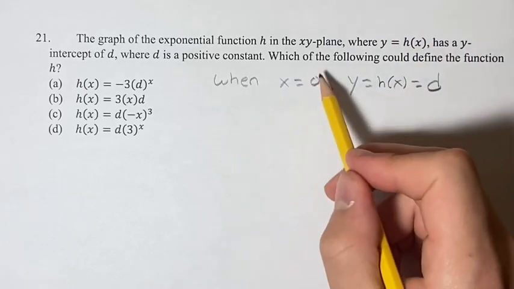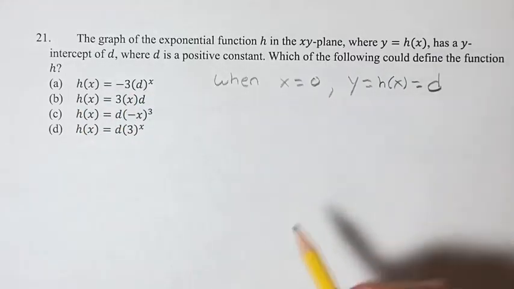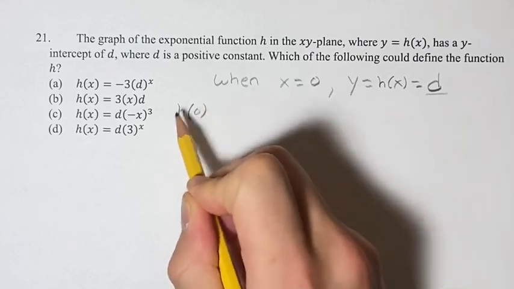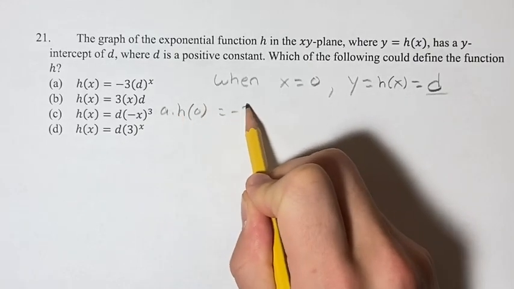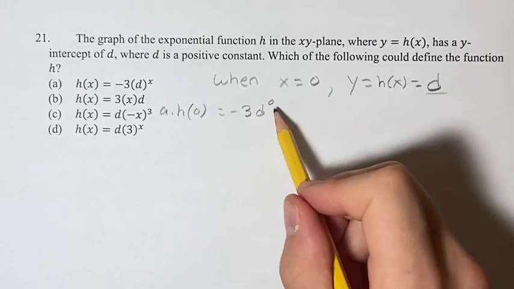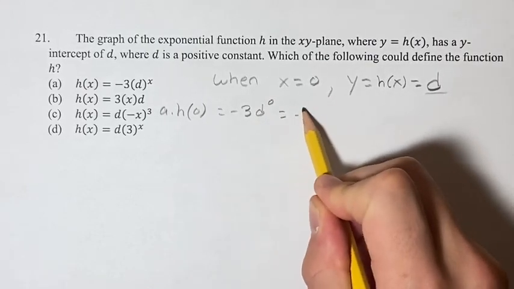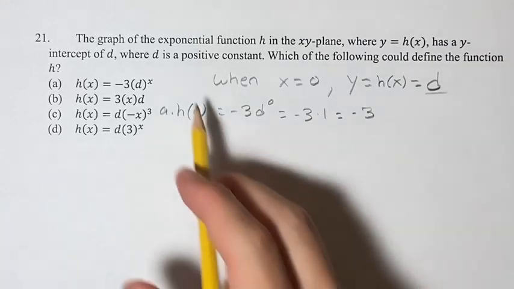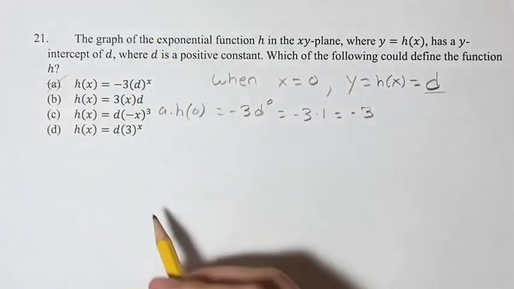So let's plug in x equals 0 into our options and see which of them puts out a d. So h of 0 for A is equal to -3 times d to the 0. What is d to the 0? Well, anything to the 0 is just 1. So this is -3 times 1, or -3. We're looking for a positive constant, so this is not the answer.